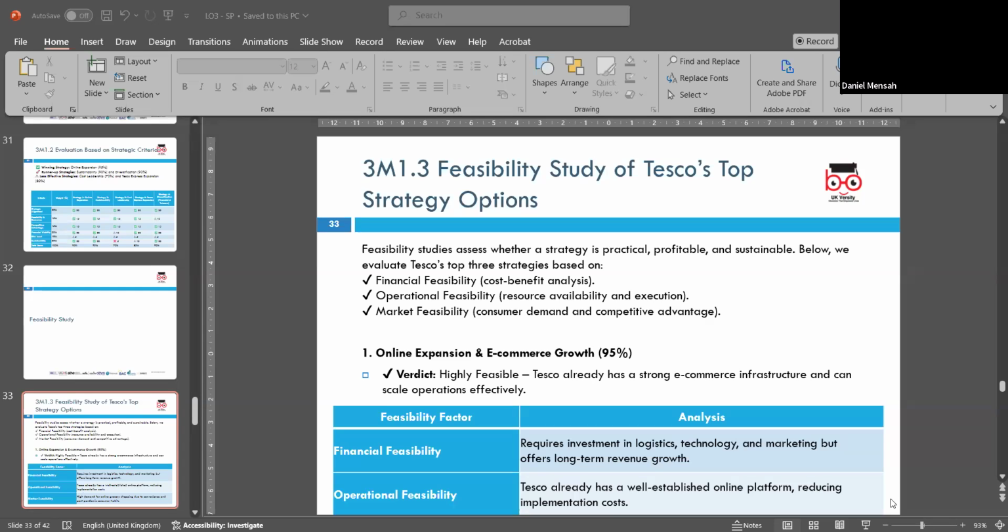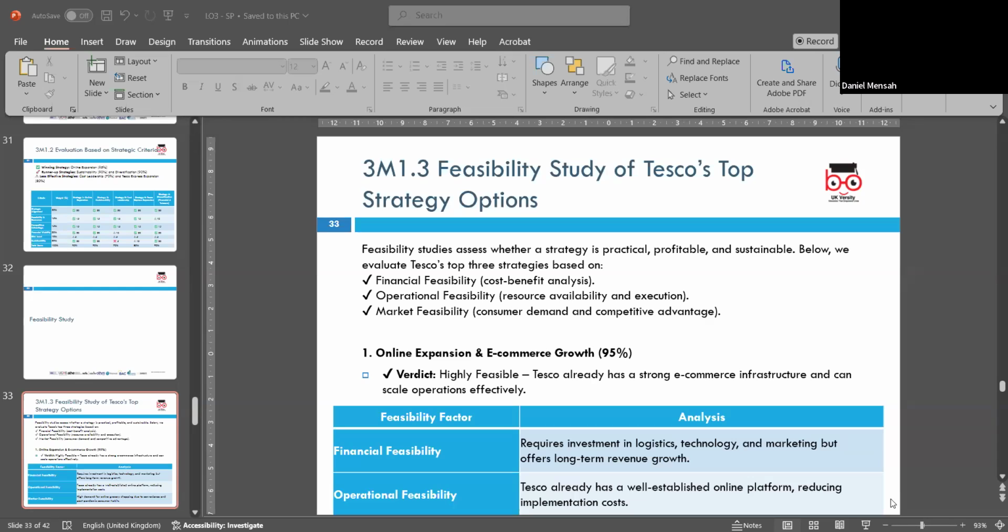The feasibility study, or feasibility process, is used to evaluate whether a strategic option is practical, profitable, and sustainable for a business or not. It helps determine if a proposed strategy can be successfully implemented while considering these elements of financial, operational, and market feasibility. Financial feasibility helps us check if the strategy will be financially worthwhile.